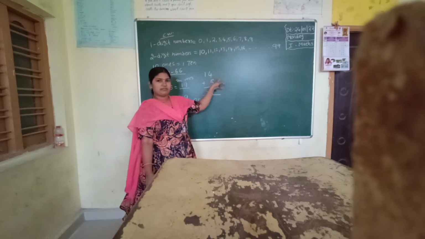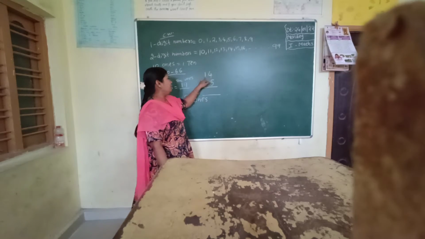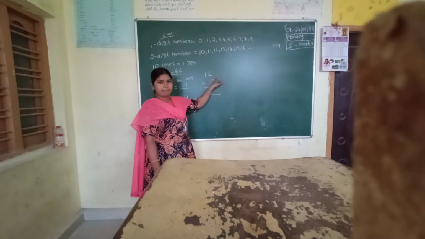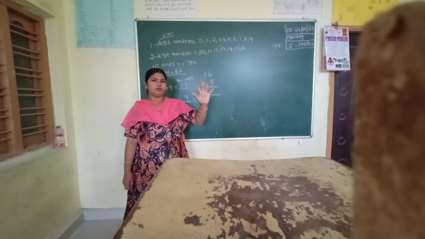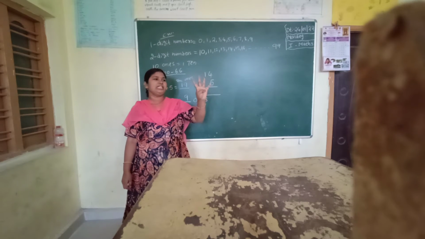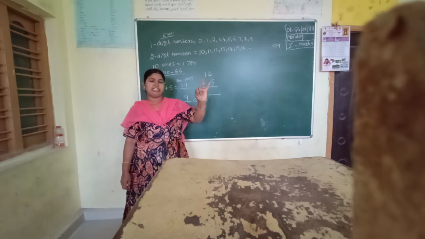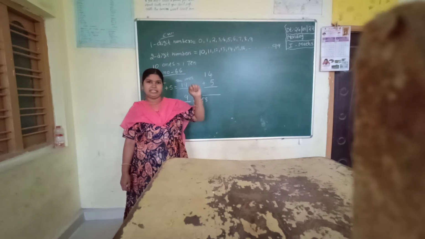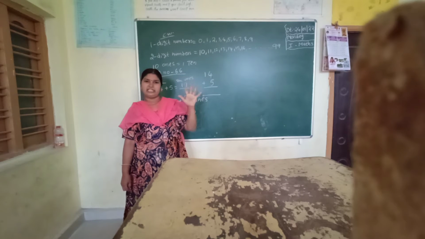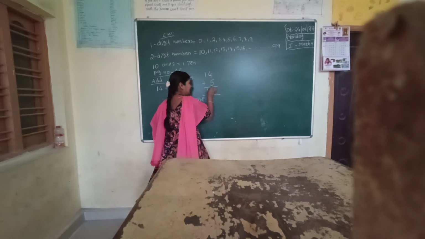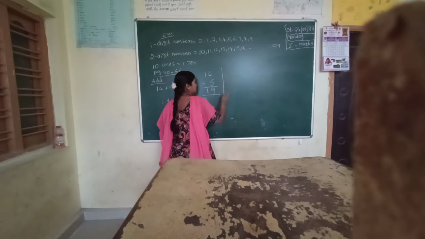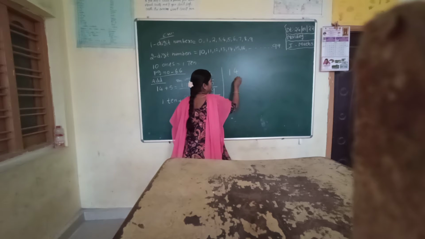You have to do this one in two methods. First of all, 14 is there. Keep 14 in the mind, take 5 fingers. After 14: 15, 16, 17, 18, 19. We are getting 19 as the answer. So you have to write down 19 directly here. Otherwise, you have to do one more method also.